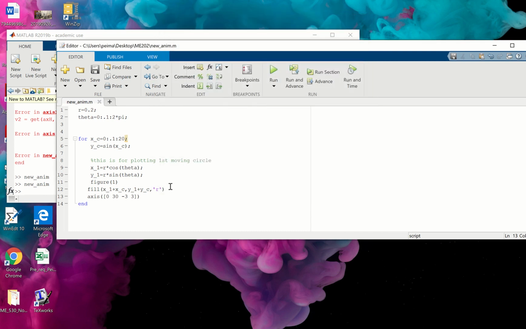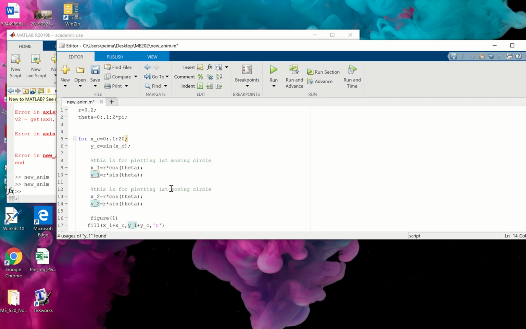Right, now you can copy this fill like this, and I'm going to generate a second circle. I have good news for you guys. So let me copy paste all of them. Please do that at home, okay?